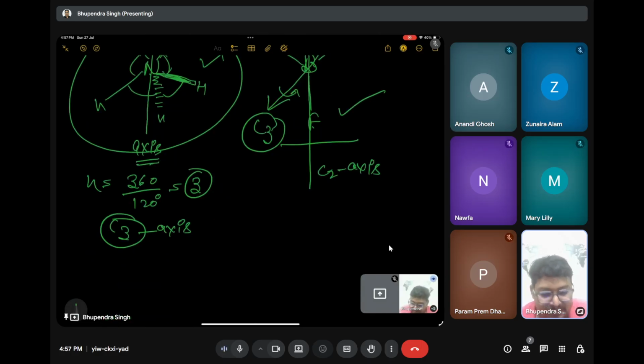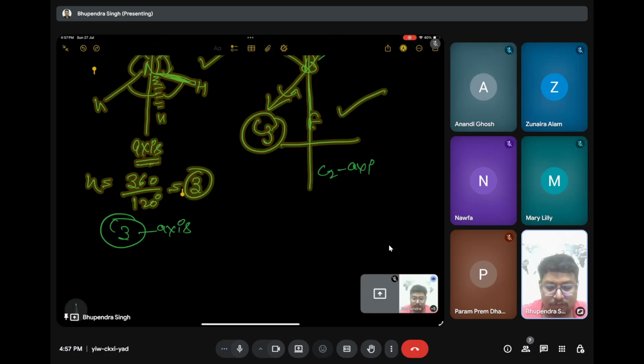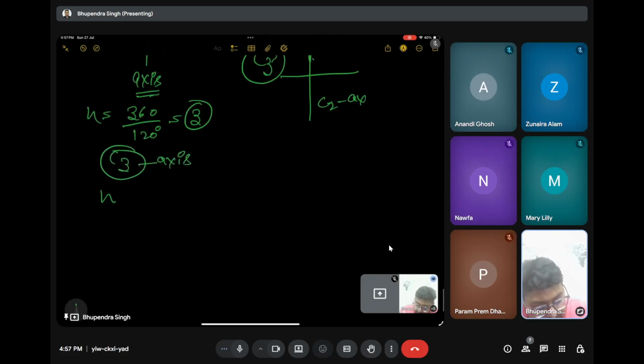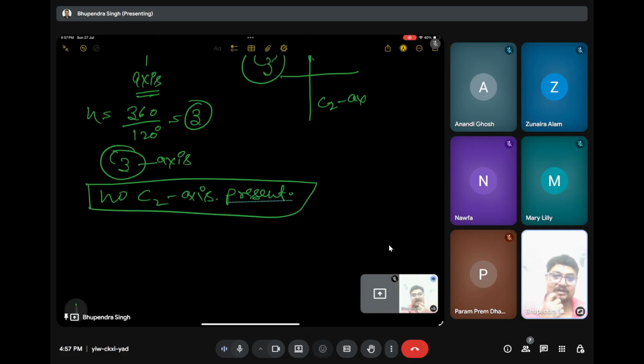No C2 axis is present here in this. So you must remember this example, it is very good. I don't know whether you know it or not, but this example is very good. So no C2 axis is present. No C2 axis.